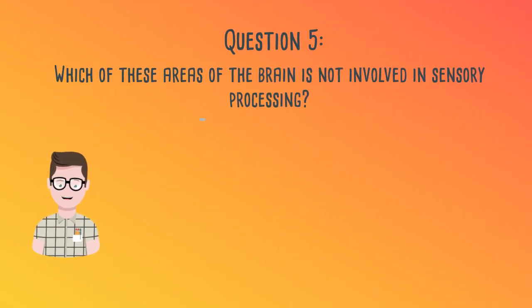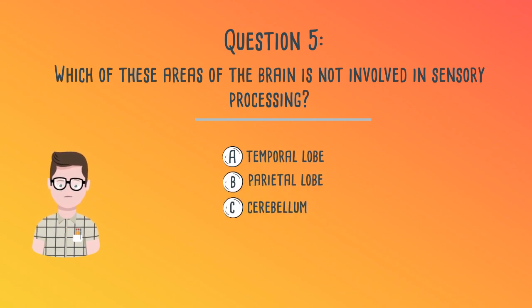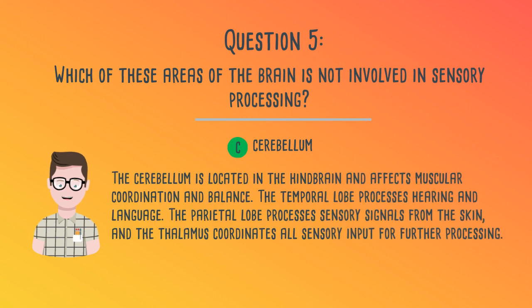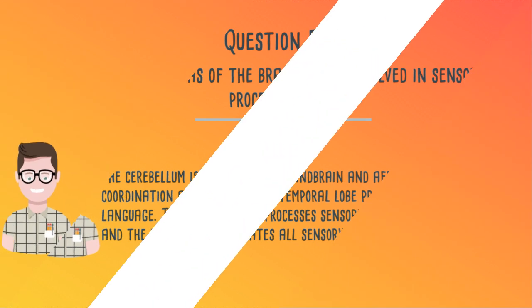Question 5. Which of these areas of the brain is not involved in sensory processing? A. Temporal lobe, B. Parietal lobe, C. Cerebellum, or D. Thalamus? The correct answer is C. The cerebellum is located in the hindbrain and affects muscular coordination and balance. The temporal lobe processes hearing and language, the parietal lobe processes sensory signals from the skin, and the thalamus coordinates all sensory input for further processing. Did you have trouble with this question? The word not in the question could be the reason. This certainly changes your search for the correct answer.